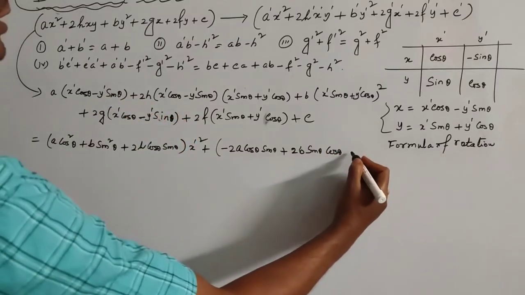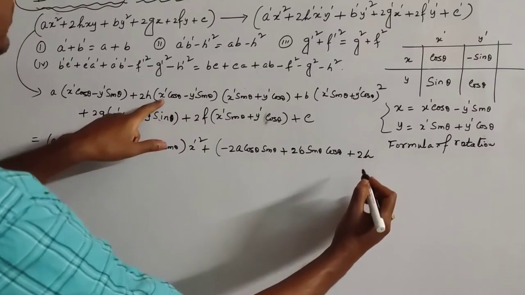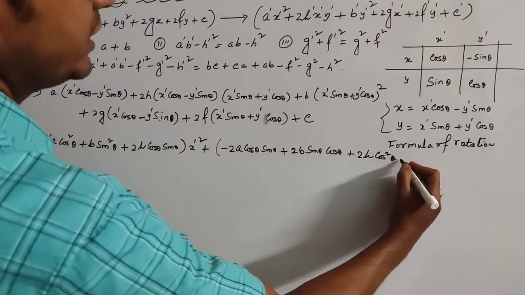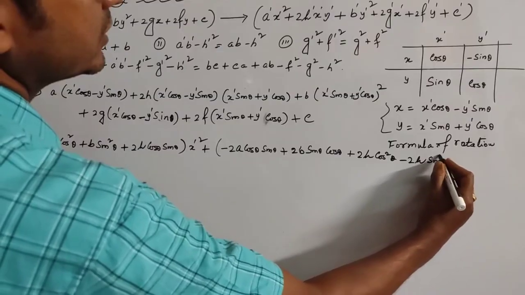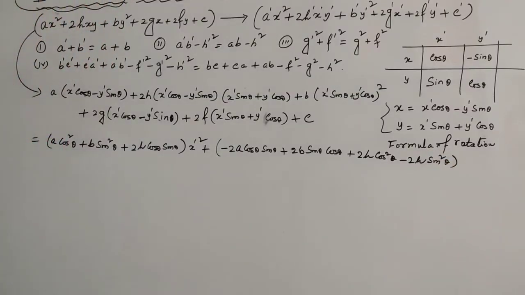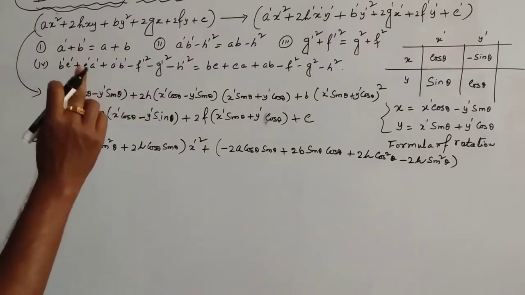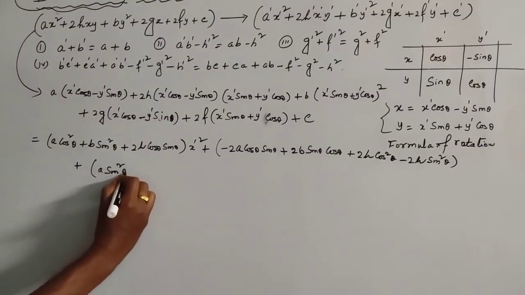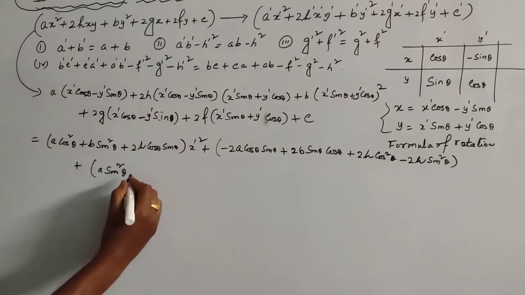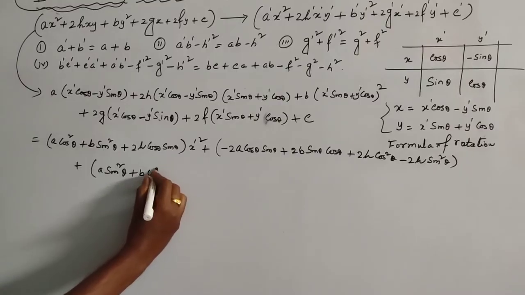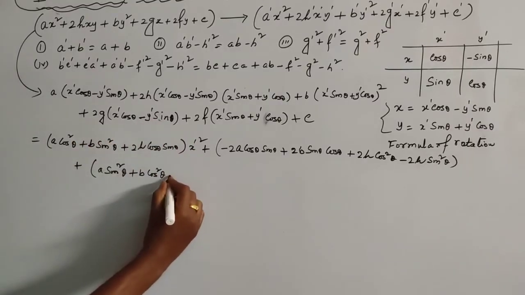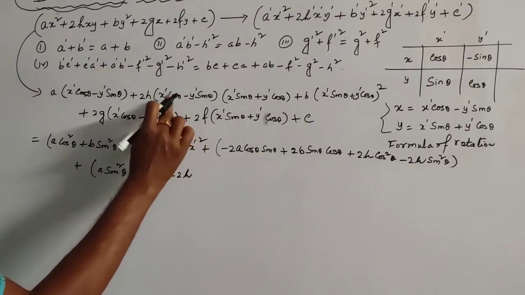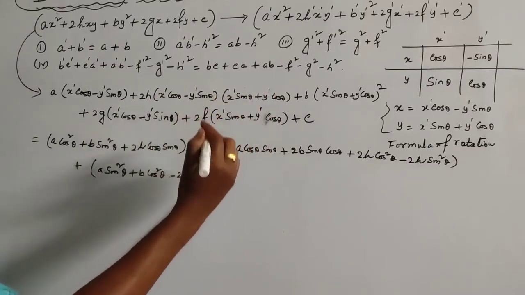From here we get plus 2h cos square theta minus 2h sin square theta, right, plus, and then we take common y dash square, that is from here we get a sin square theta, and from this we get b cos square theta, and from this expression we get minus 2h sin theta cos theta.